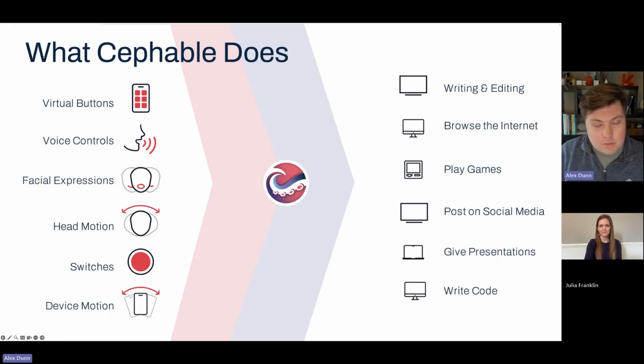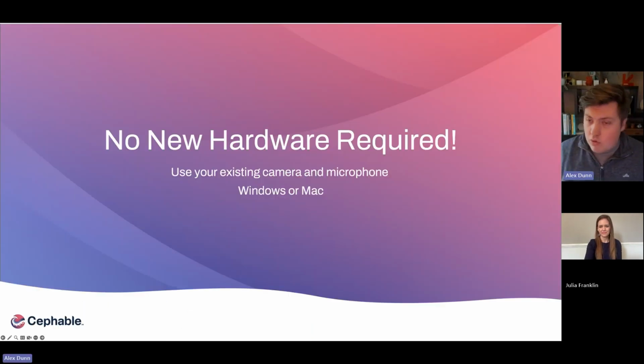Some key things to know about Cephable: there's no new hardware required. You can download the app on Windows, on a PC, and on Mac. You can also download the companion app on iOS and Android from the Google Play Store and from the App Store. You don't need to purchase any special cameras or microphones. Anything you already have, you should be able to use. So when running your speech recognition for voice controls, it's all happening on your computer or from your phone or tablet. And when you're running the camera-based inputs for face expressions and head movement, that's all just running from your webcam or even from your phone's camera.